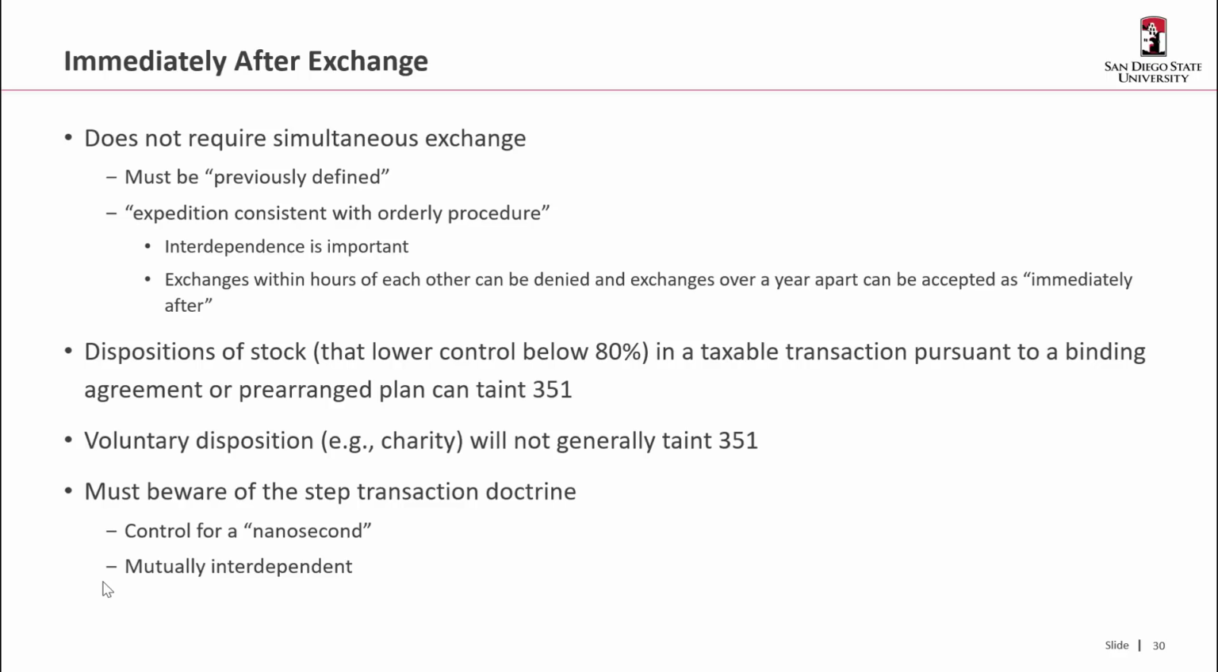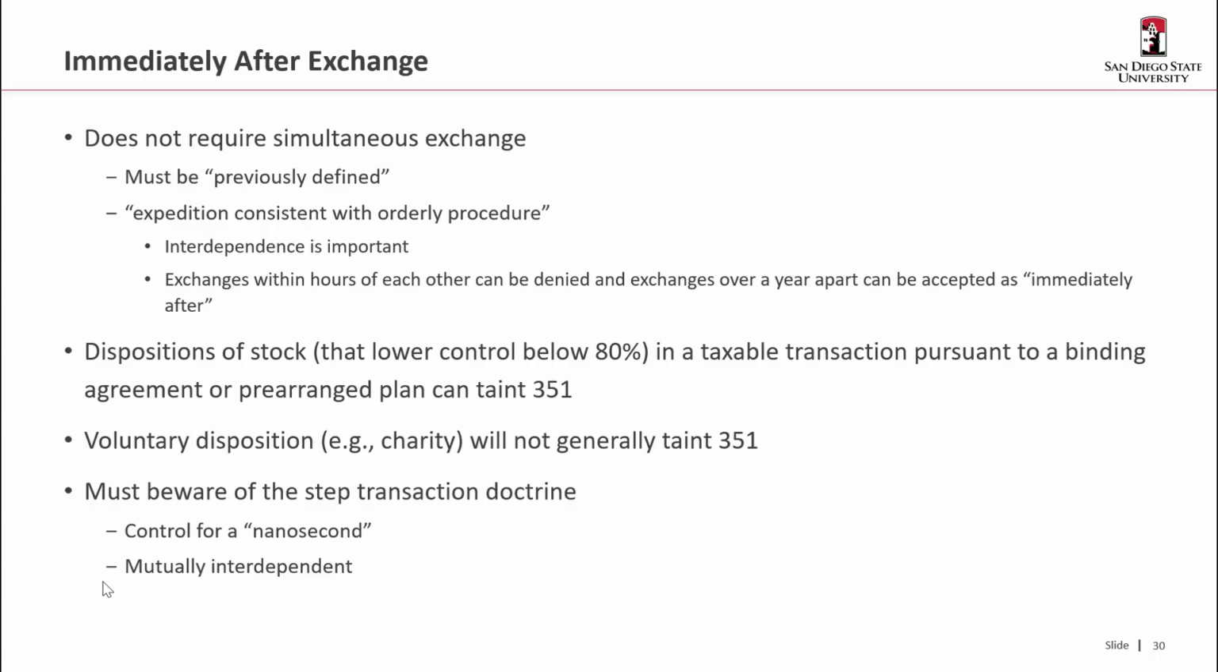Again, doesn't require simultaneous exchange. These rules are saying, look, interdependence is important. If the exchange happened within hours of each other, it could be denied, whereas exchanges over a year apart could be accepted as immediately after. It's all about this orderly procedure and previous definition, right? So if you end up doing 351 and it's not all at the same time, you got to make sure you have a documented plan.